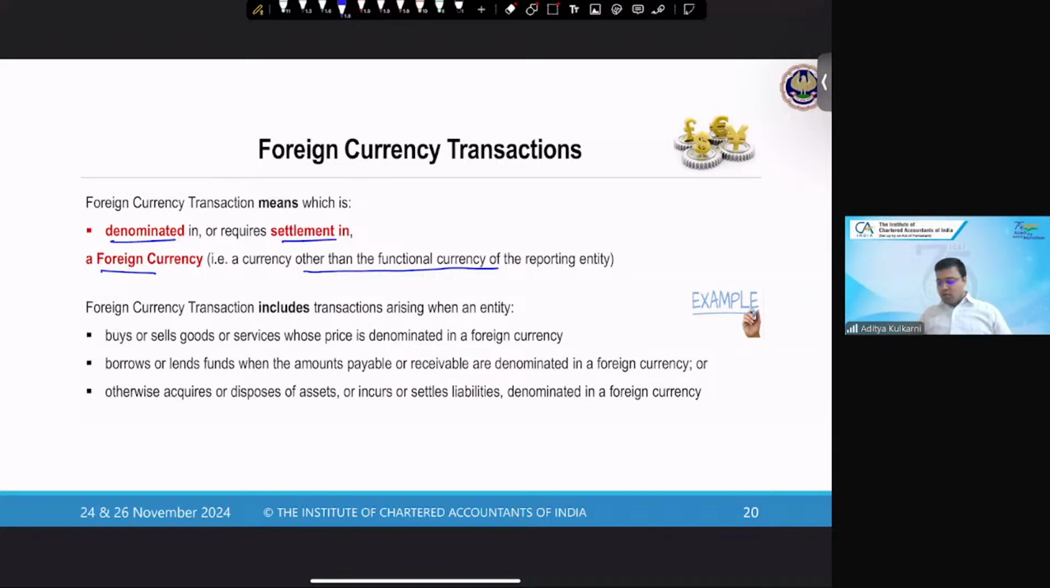Okay. So normally what will be your foreign currency transaction? It includes, for example, transactions arising when an entity buys or sells goods or services whose price is denominated in a foreign currency, that is, import and export; borrows or lends funds when the amounts payable or receivable are denominated in a foreign currency, such as taking external commercial borrowings, ECB as they call it; or otherwise acquires or disposes of assets or incurs or settles liabilities denominated in a foreign currency. That we call foreign currency transaction examples.